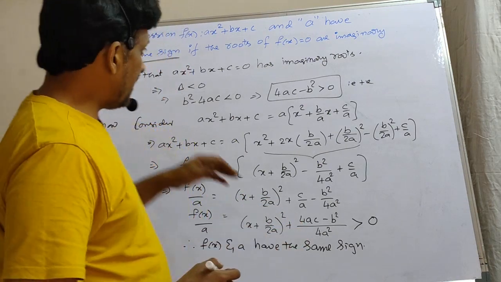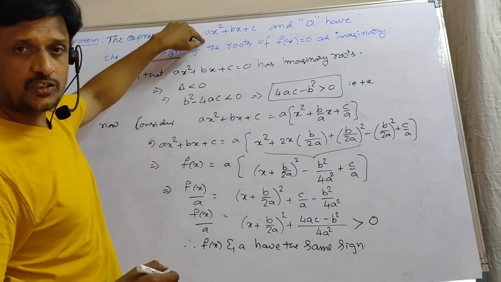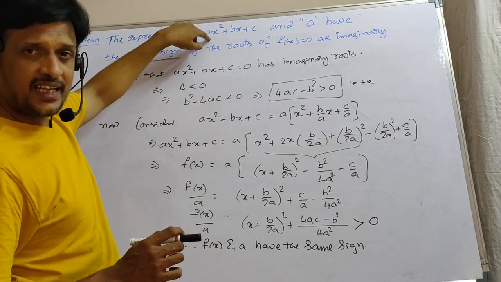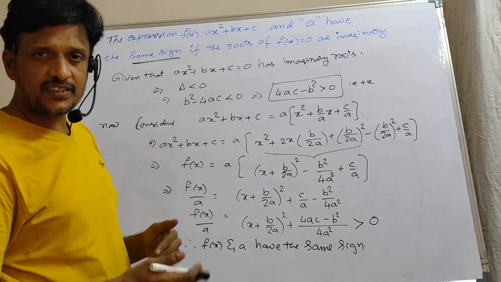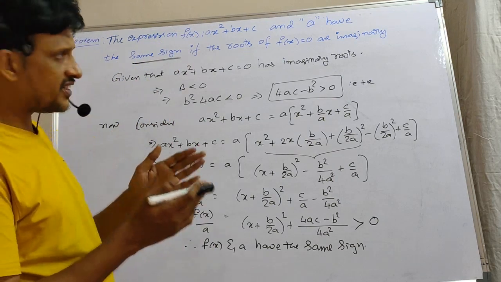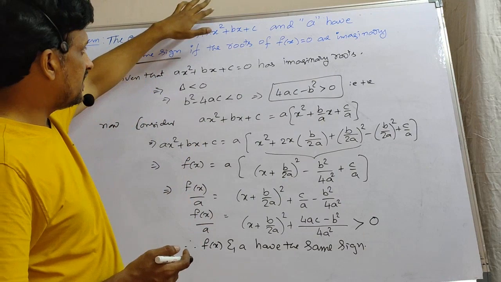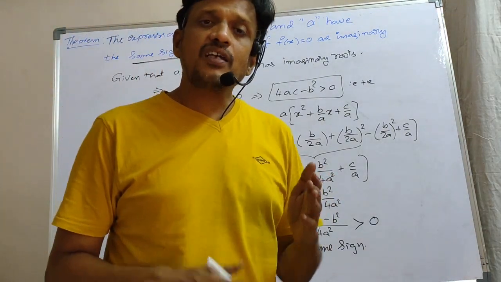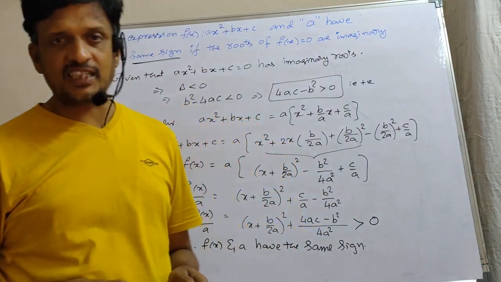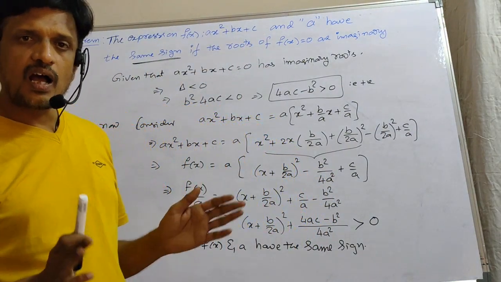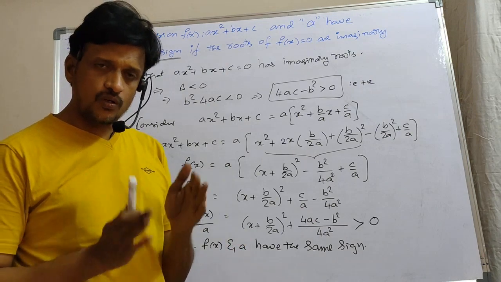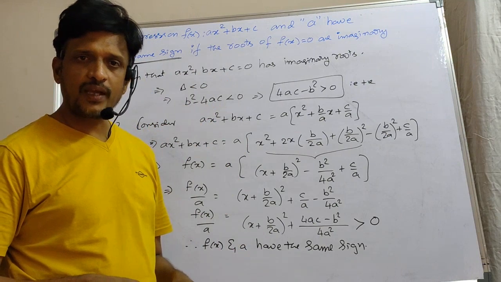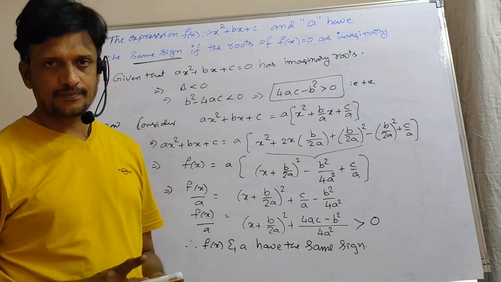And then if the x² quotient, meaning a, is positive, then the expression is always positive. If a is negative, suppose it is either −2x² or −x² like this, the coefficient of x² is negative, a is negative, then that expression is always negative. So we will not get any change in the sign of the expression, that is either positive or negative throughout, for all the real values of x, when it has imaginary roots.